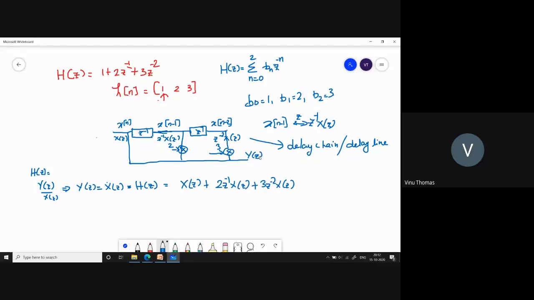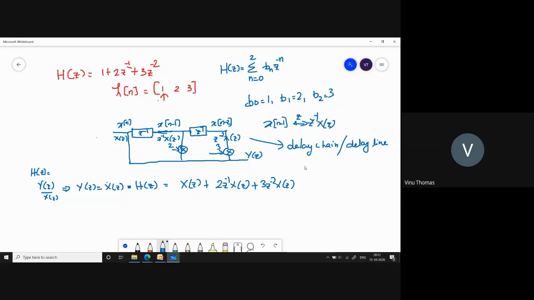Now, is this understood? So all we have done is we have drawn a delay line or a delay chain. In this particular example, you require up to z raised to minus 2, so we will require 2 delay elements. And you take taps from the delay line and weight it by the appropriate value of the filter impulse response coefficient, and then you sum up all the values. This should give you y of z. So this is what you get. This is a structure for implementing your FIR filter.